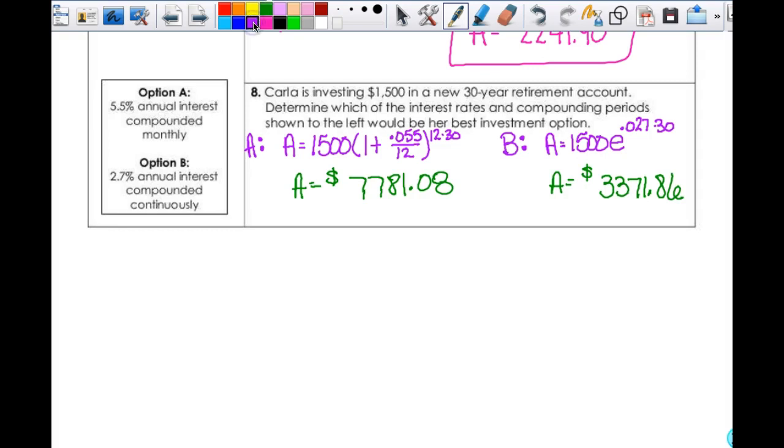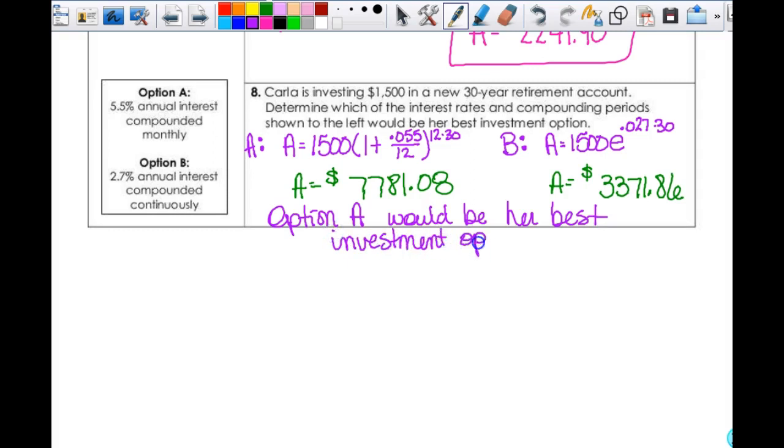So to answer the question then, we would say option A. Would we agree with that? Option A would be her best investment. All right, we're all good with that?